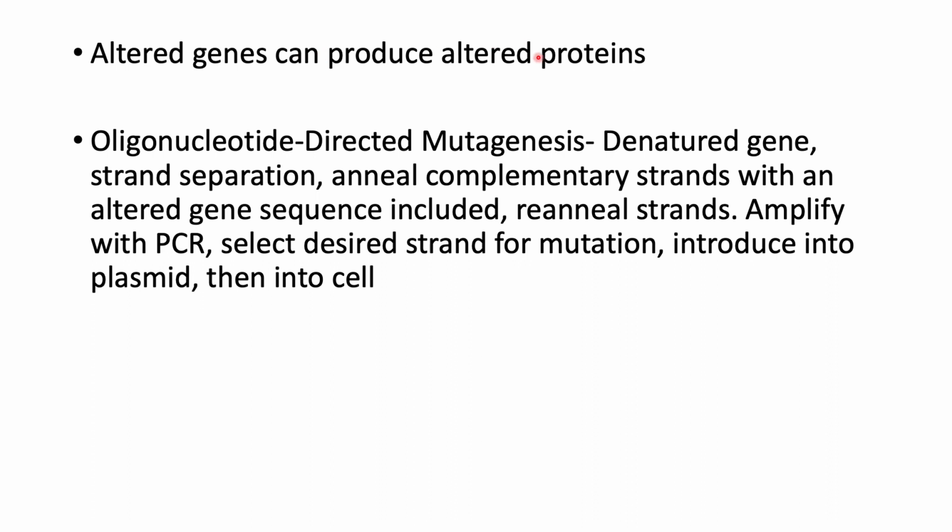Altered genes get altered proteins. You can have oligonucleotide-directed mutagenesis. You can denature a gene. You can separate the strands, anneal the complementary strands with an altered gene sequence, and then re-anneal those strands that you produce. You can amplify them with PCR. You can select the desired strand for mutation and then introduce it into a plasmid and then to a cell. So you denature, separate, anneal, have the altered sequence included, re-anneal, amplify, select that desired strand, and then put it in a plasmid and then into the cell.